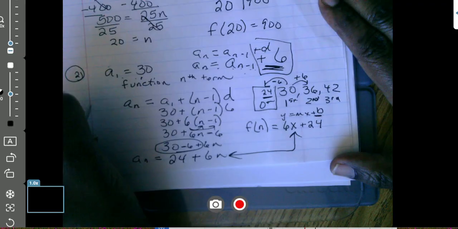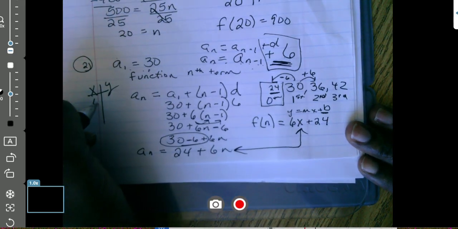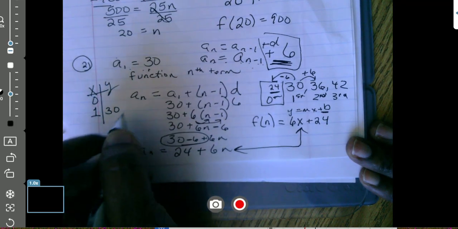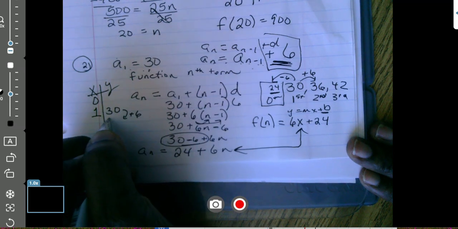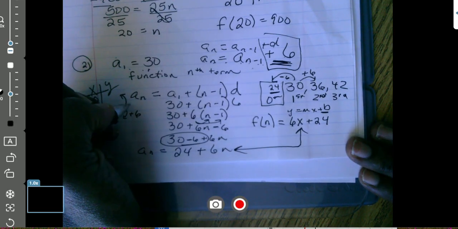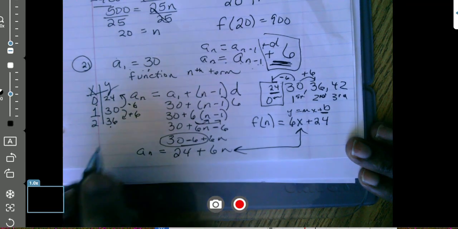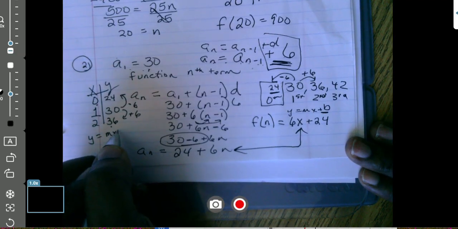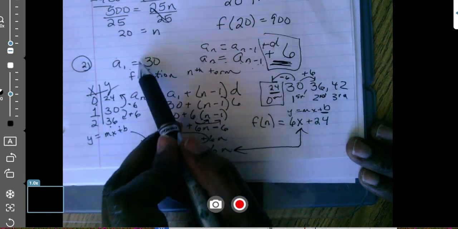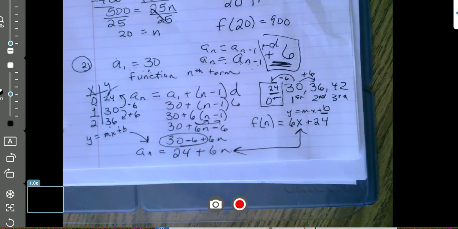How did we get there? Well, we go back to middle school, right? I don't know what the initial value is, but I know that the first term is 30. I know that the common difference is 6, so the second term is 36. If I back up, I subtract 6, and the initial value is 24. So if you're going to use y equals mx plus b to get to the function notation, recognize that this is not the initial value. This is the first term in the sequence. All right, moving on.